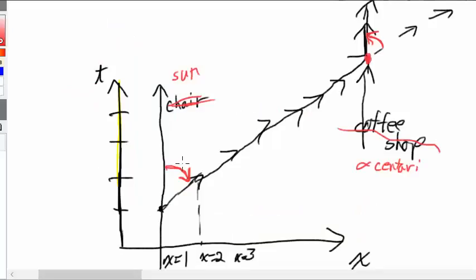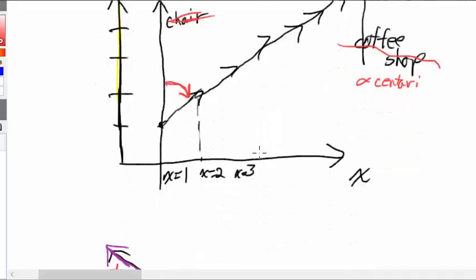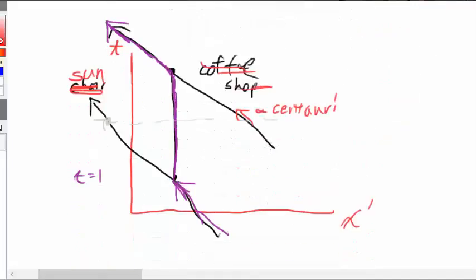Now, here's the idea of temporal phasing. It is to say that if I am sitting on a chair or at the coffee shop, it is appropriate to use a coordinate system where the chair and the coffee shop are stationary. But if I am traveling between the chair and the coffee shop at some constant velocity, it is appropriate to use a coordinate system where I am stationary.